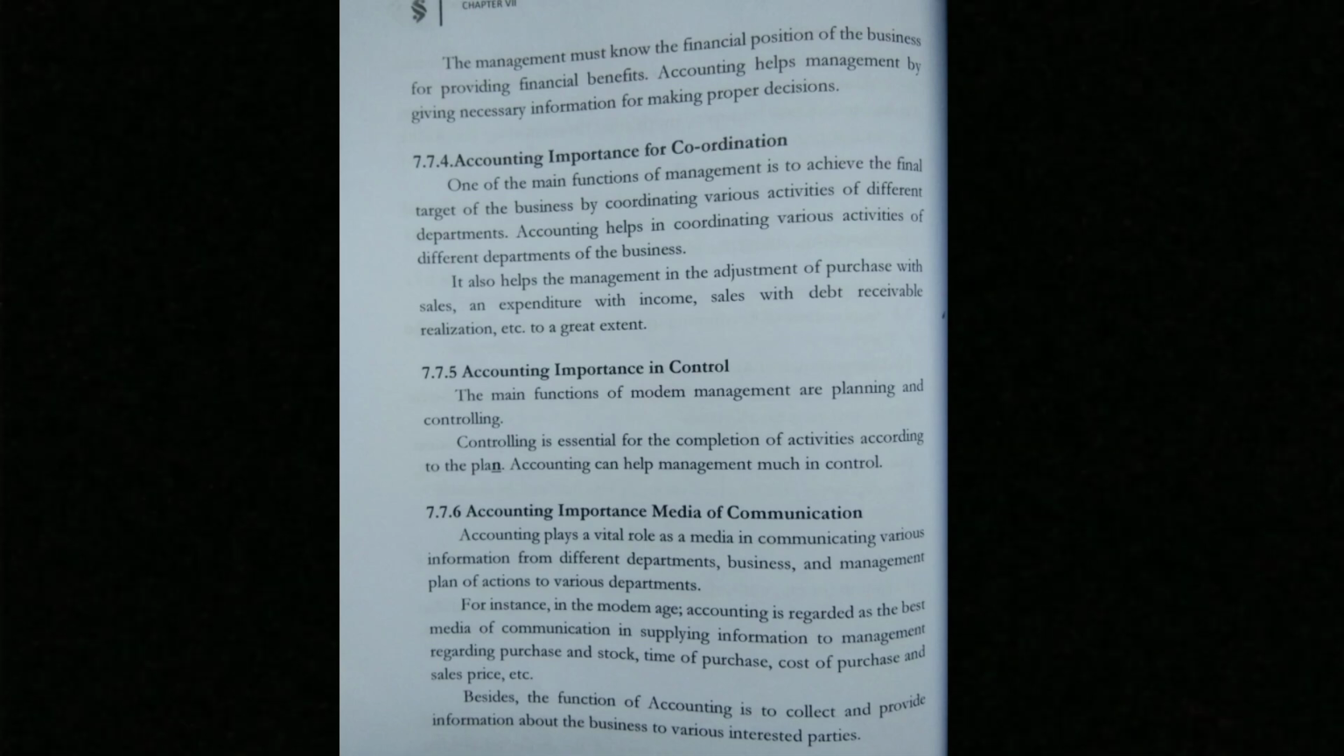Accounting importance in control. The main functions of modern management are planning and controlling. Controlling is essential for the completion of activities according to the plan. Accounting can help management in control.